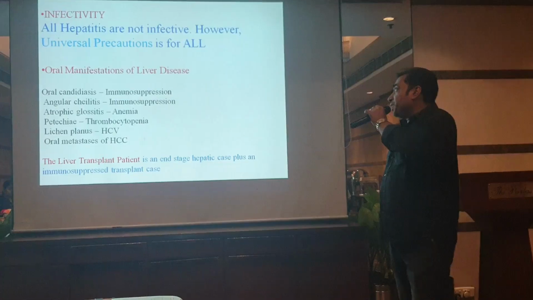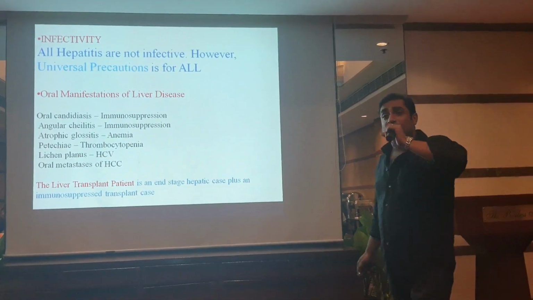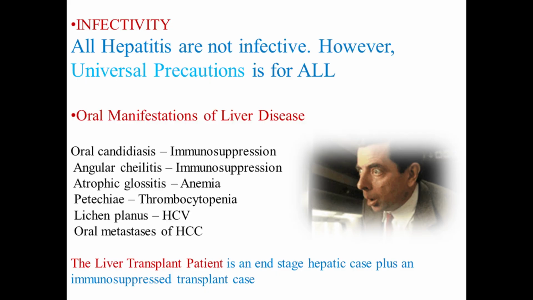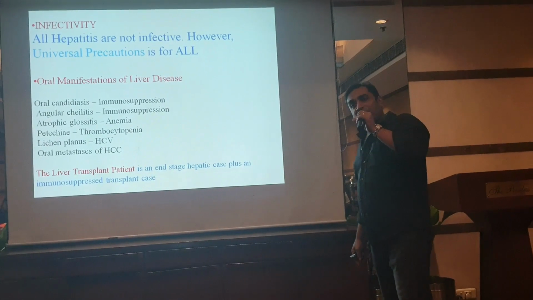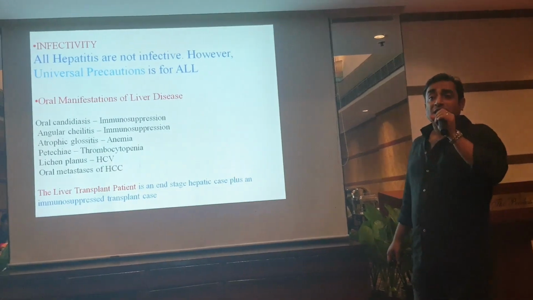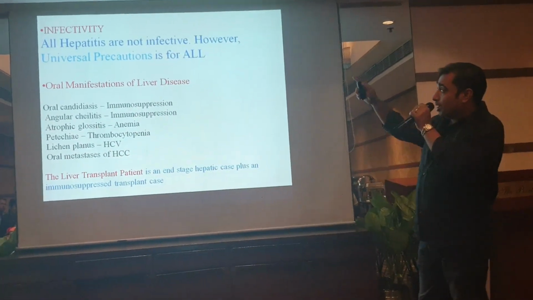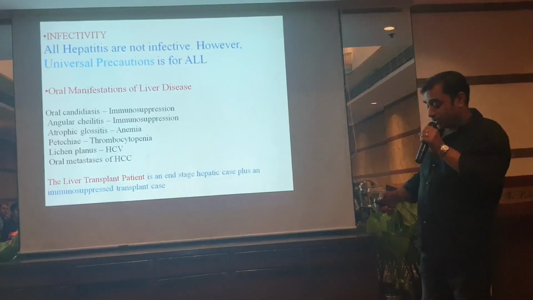All hepatitis is not infective. However, universal precaution is for all. I have not gone into deep detail because there is another slide which I will not cover today. You can read it up. It's simple. There is something called universal precaution, and because universal precaution is supposed to be practiced on every patient, I have nothing special to say about a hepatitis patient. A hepatitis patient is fine. You can treat a hepatitis patient if you are really following proper universal precaution.